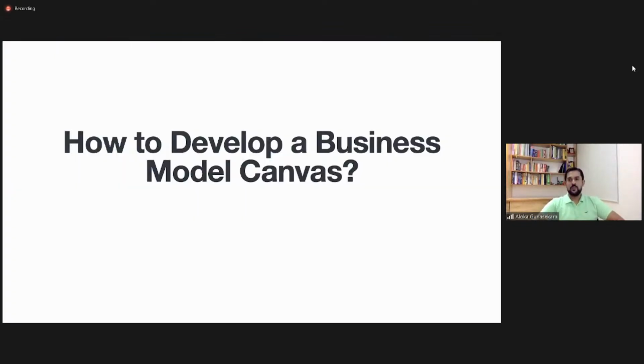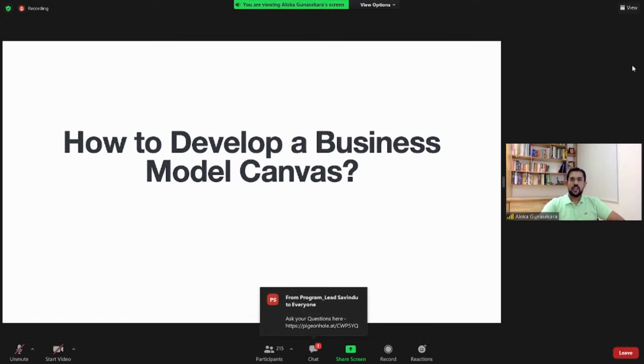Right, so the session that I'm going to do today is how to develop a business model canvas. Now, I'm sure most of you have heard of the business model canvas quite often, and you've seen some people using it, and so on and so forth. But one thing that you have to understand is that the business model canvas is not necessarily something that you should be using on its own.